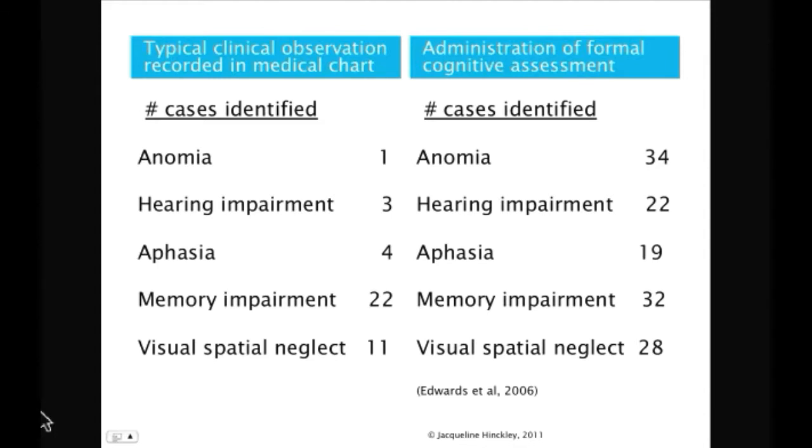Another striking difference, actually all of these are very striking, is in hearing impairment, which was part of this screening because it does impact significantly on functional abilities and ability to function, first of all in the medical environment, but then also independently. 3 patients were identified with hearing impairment just based on clinical observation alone, informal observation. 22 patients were identified with hearing impairment when a formal assessment was given.